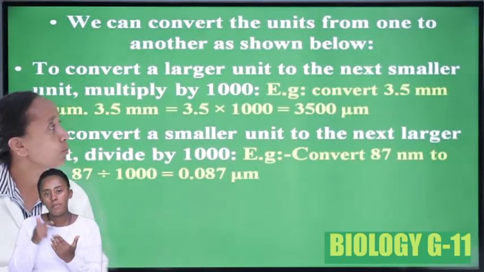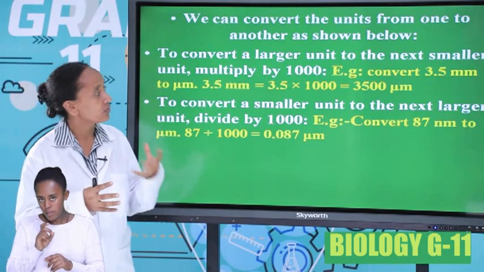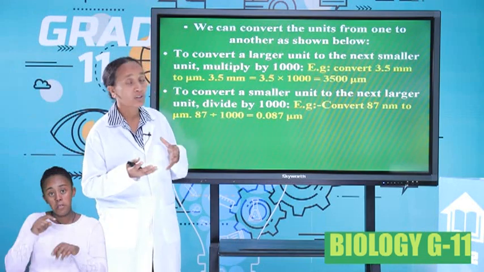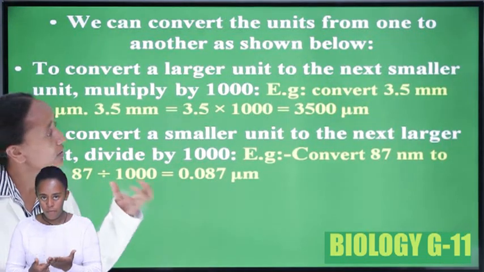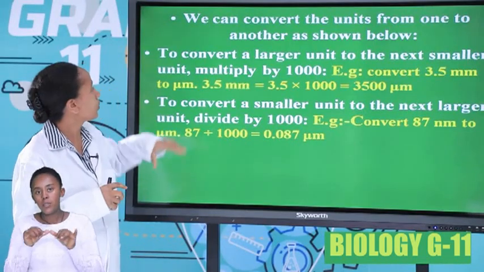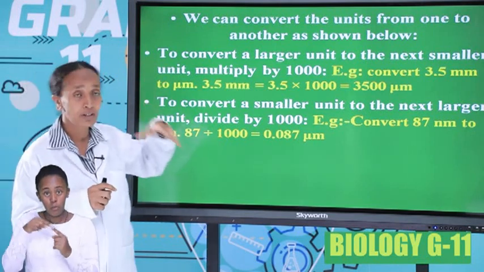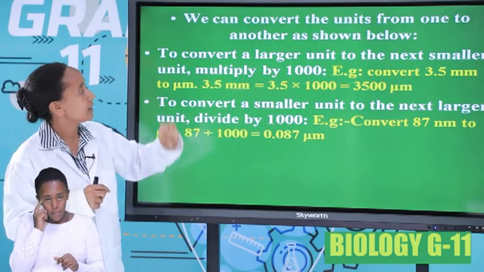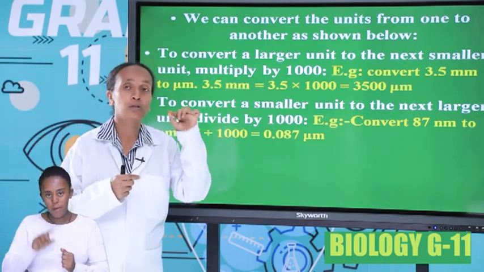Sometimes you may face different examples, or you may have questions with different measuring units. At this time, you are expected to convert one unit into the other. Therefore, in order to convert these small units from smallest to largest, we need to use one of these 2 mechanisms. The first one is to convert a larger unit to the next smaller unit. You have to bear in mind that to use this formula, the unit that you are going to change must be the next smaller unit.